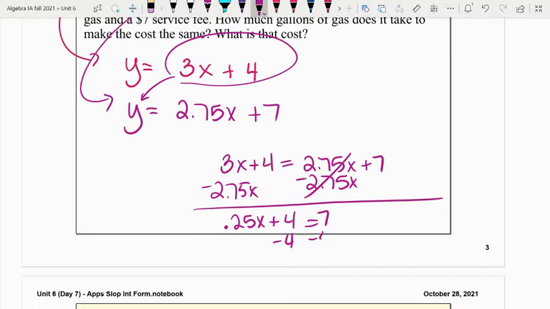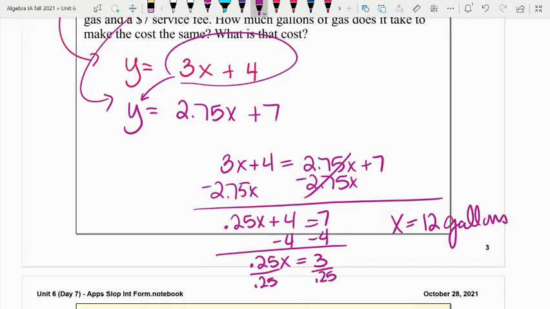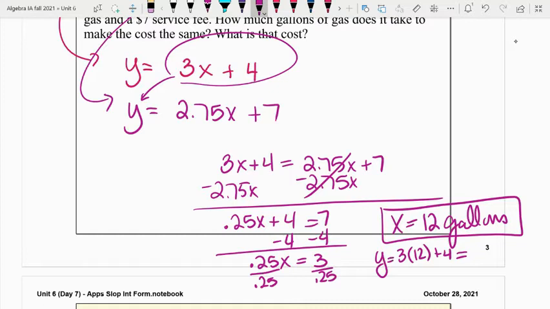So minus 4 from both sides, which gives us 0.25x equals 3. Divide by 0.25. So x will give me 12. And x will be my gallons. So I'm going to say 12 gallons. And they want to know what is the cost. So that means find y. So y equals 3 times 12 plus 4. It doesn't matter which equation I use. So that's going to give me 36 plus 4, or $40. So they are the same price when you're ordering 12 gallons and you're both spending $40.